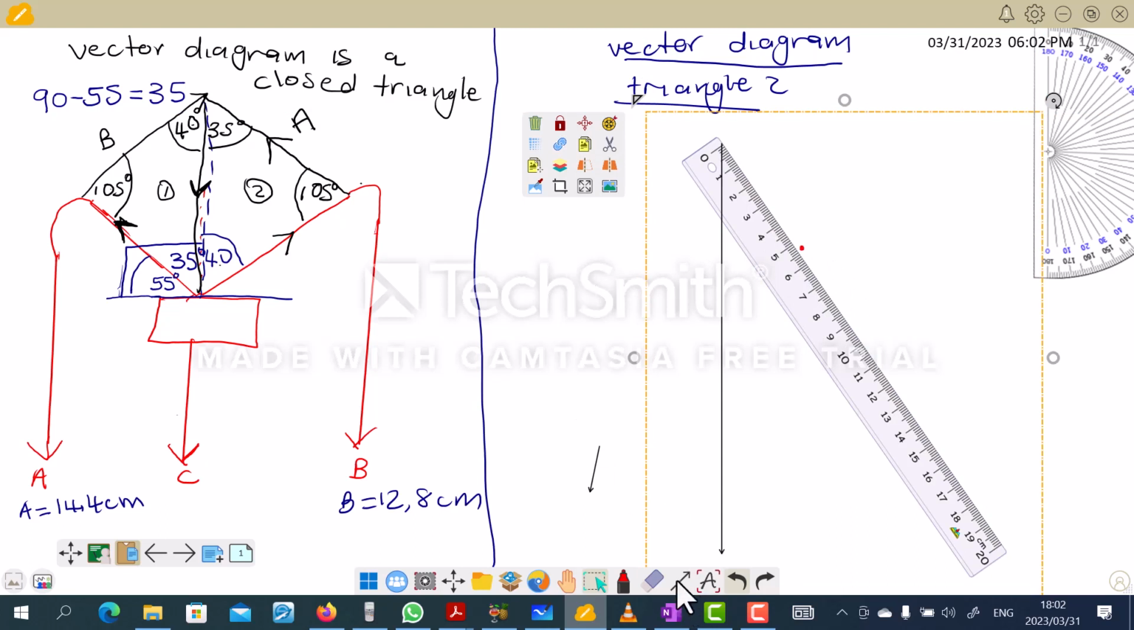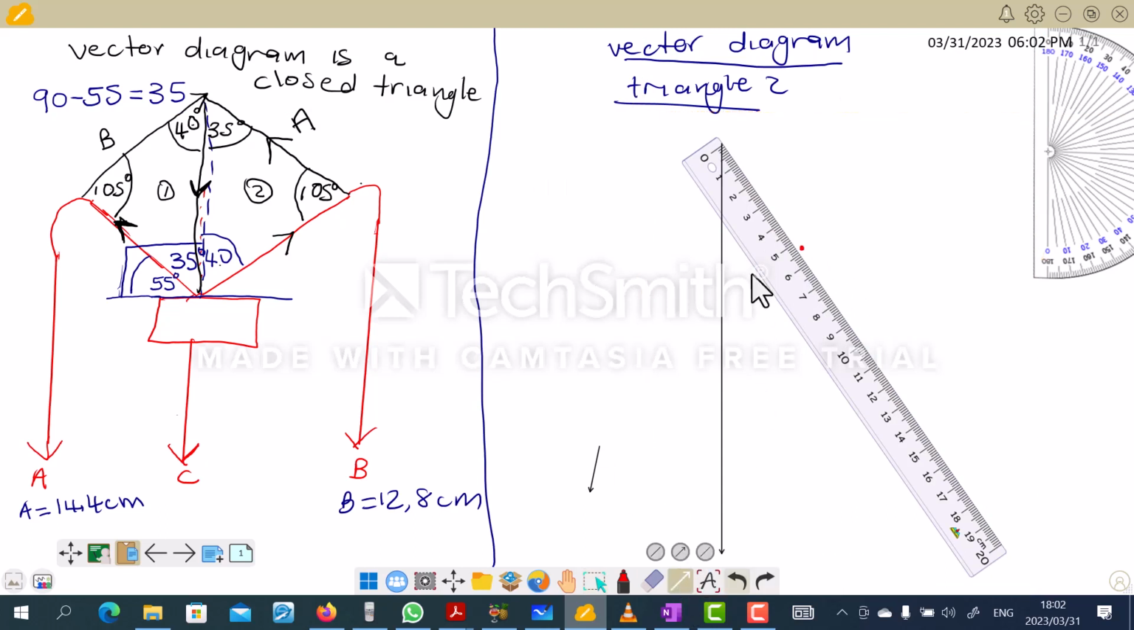Now let me add a line, and the line must be 14.4 centimeters. So 14.4 is somewhere here. 14.4 would be somewhere there. So I'm starting here, then I'm going down to 14.4. Here is 14.4. Yeah, it's somewhere there. So we did that. That was vector A.